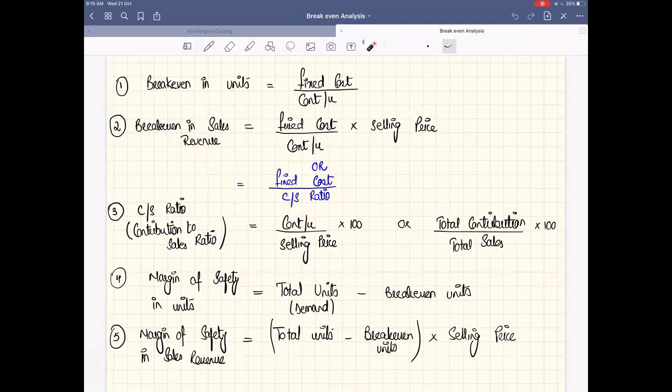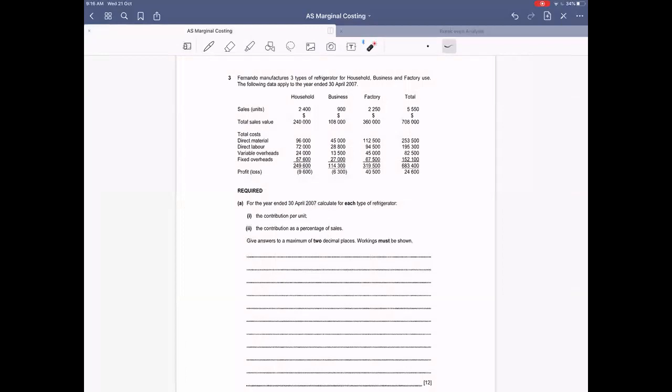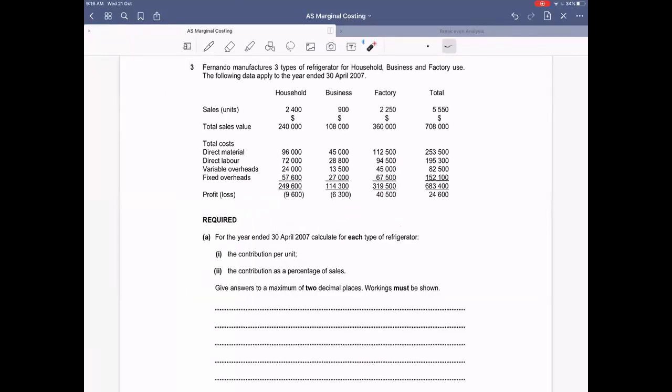Okay, let's start. So the question goes like, Fernando manufactures three types of refrigerators for household, business, and factory use. The following data apply to the year ended 30th April 2007. For household, we have 2,400 units. For business, we have 900. For factory, we have 2,250. Then we have the sales value, the total cost, and then the profit or the loss.